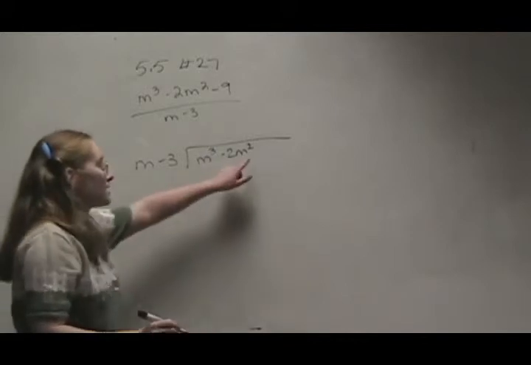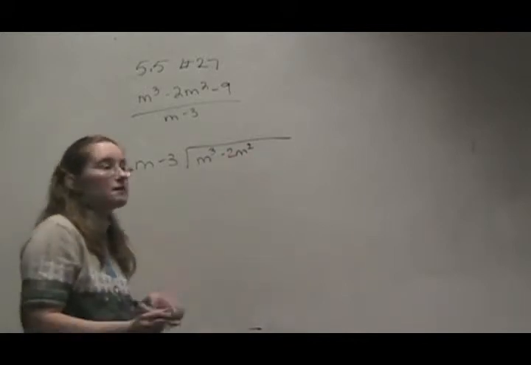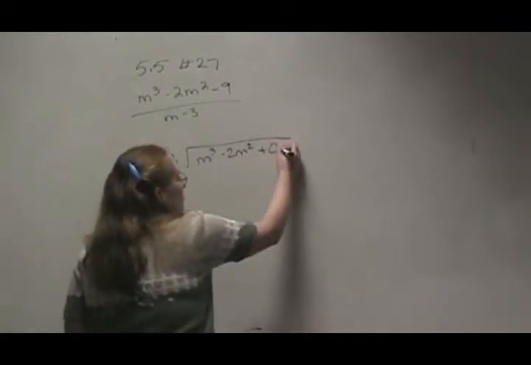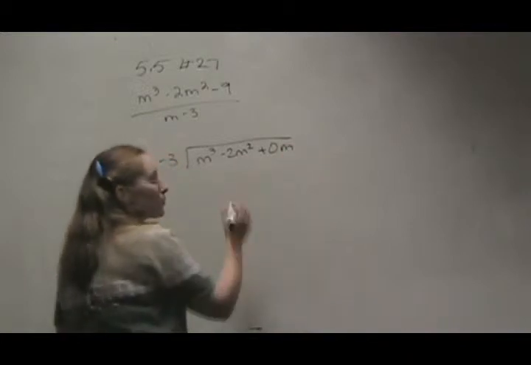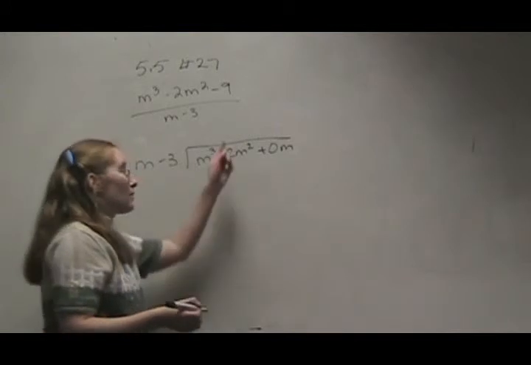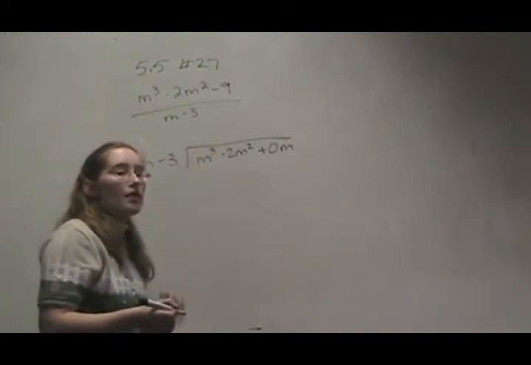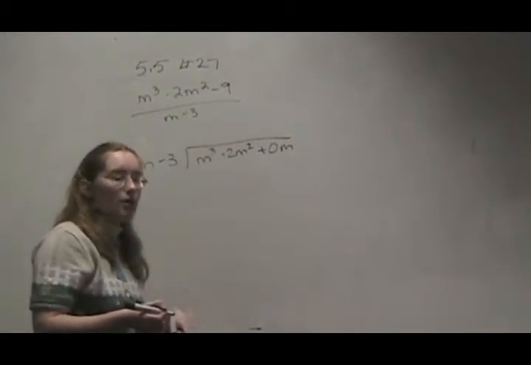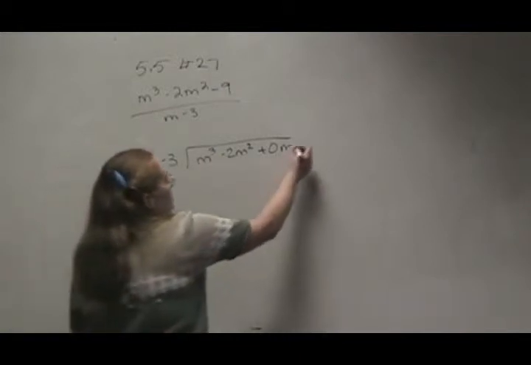Now, I'm missing the m to the 1 term. I'm going to fill it in: 0m. So this is really just 0. The reason I'm putting it in there is because I need the placeholder, because when I get my quotient, my answer up here, that's going to factor in. It's a step, so I don't want to forget it.